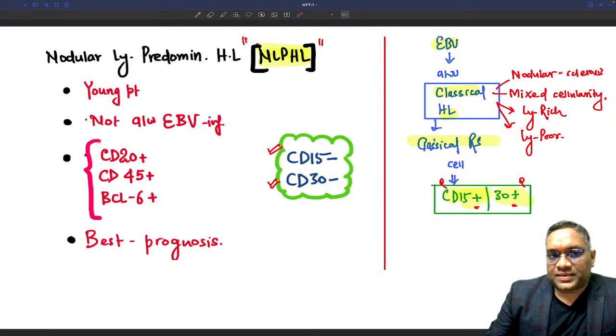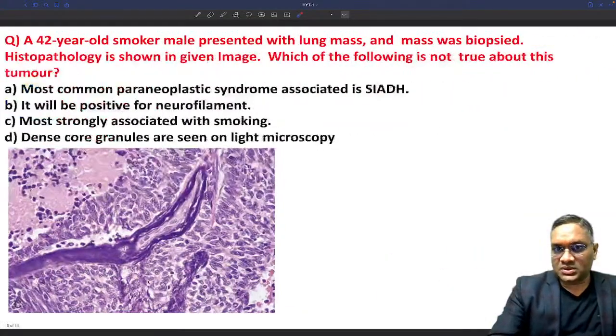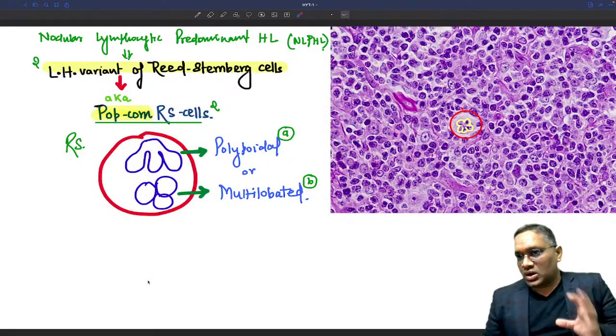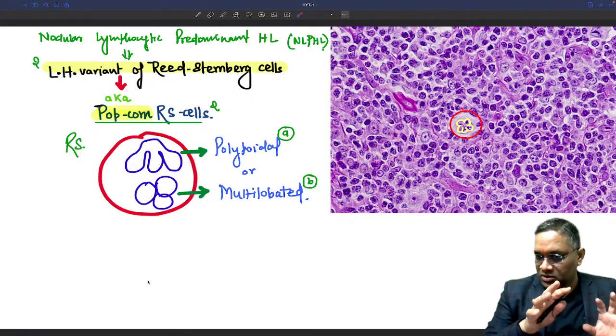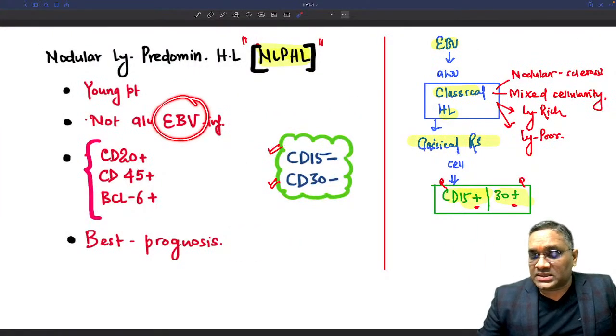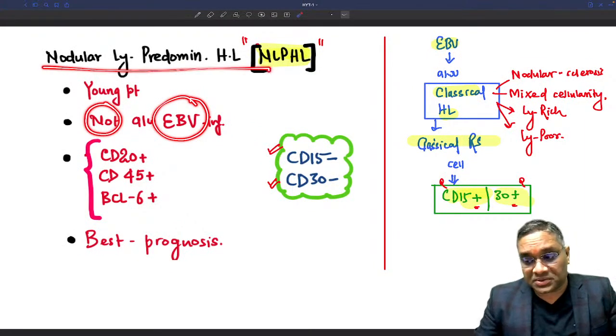So what will be positive? They will be positive for CD20, 45 and BCL6, and they will have the best prognosis amongst all kinds of Hodgkin's lymphoma, right? So that is the point you need to remember. So you got the point. That is what I wanted to say about nodular lymphocytic predominant Hodgkin's lymphoma. Please remember, Epstein-Barr virus infection has no association with nodular lymphocytic predominant Hodgkin's lymphoma.